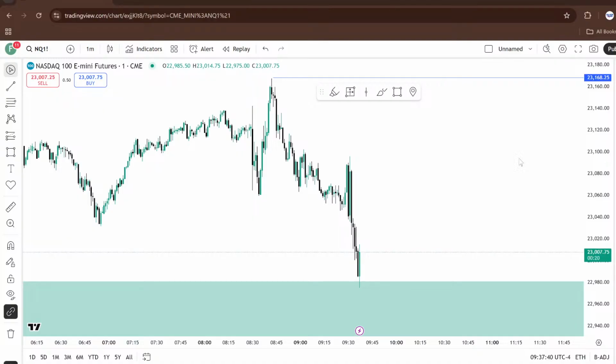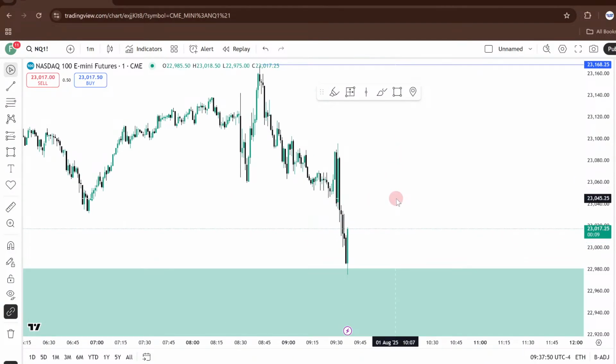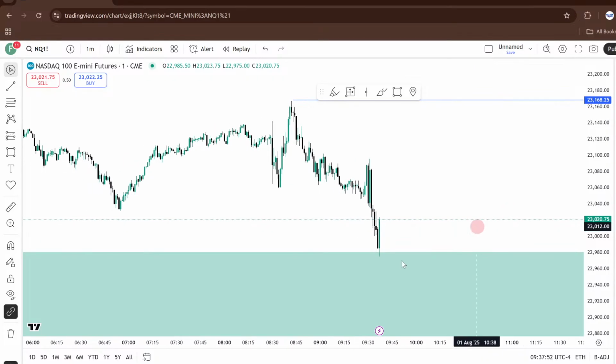Something a little bit different if you're joining up now. A little bit late in Australia, but I thought I'd hop on and do a little bit of a live stream for you guys, just so you've got a bit of context with what I've got marked out at the moment. This green box, this is a rejection block on the 1 hour chart.